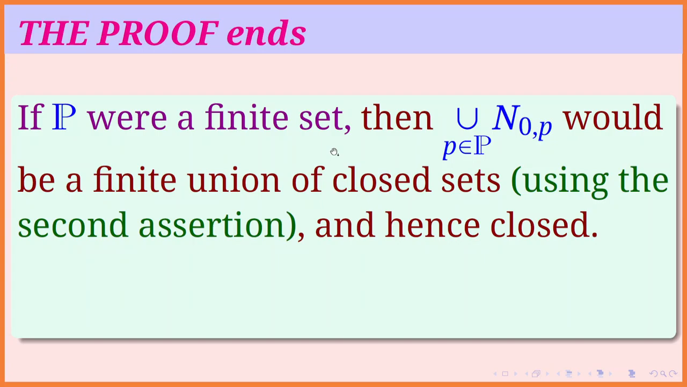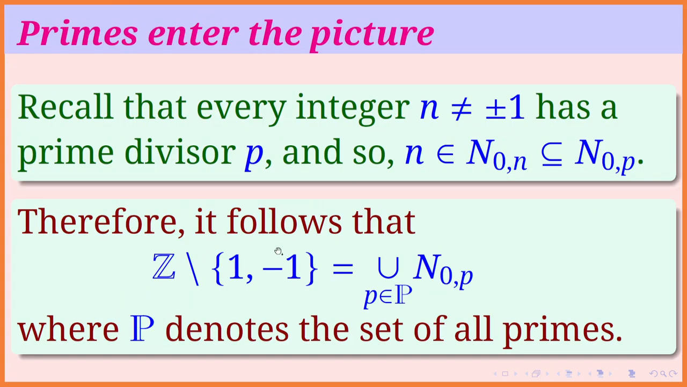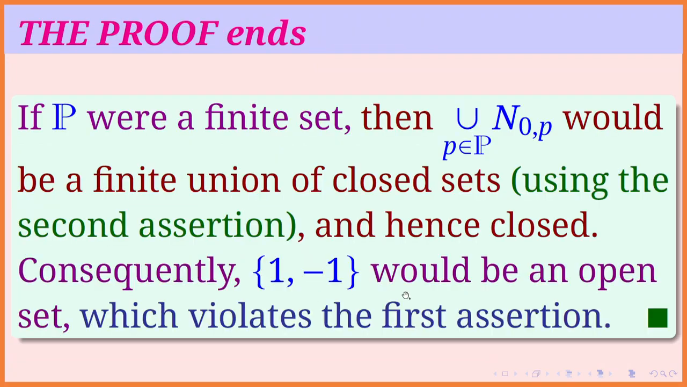If the set of primes were a finite set, then this union would be a finite union of neighborhoods. But these neighborhoods, we have seen according to the second assertion, are closed. So this will become a finite union of closed sets. Hence it will become a closed set. So that means this particular complement becomes a closed set, which means this set, plus minus 1, becomes an open set.